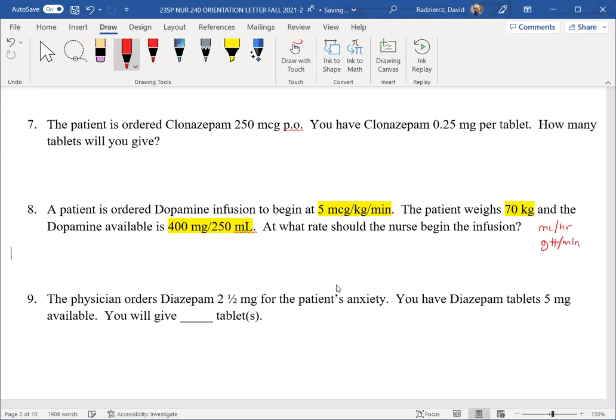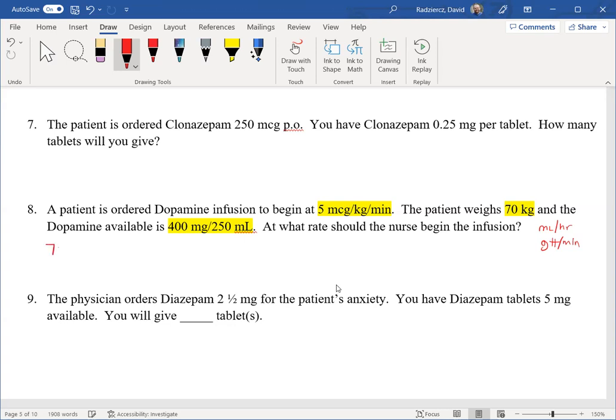And how we know that this is milliliters per hour and not drops per minute is there's nothing indicating any kind of drop factor, no tubing, nothing is listed there that would indicate drops. So that's how you know that you're not dealing with drops and that you're going to deal with milliliters per hour. So I'm going to show you how I would solve this. If you do this a different way, as long as you're getting the right answer, then you're doing it right.